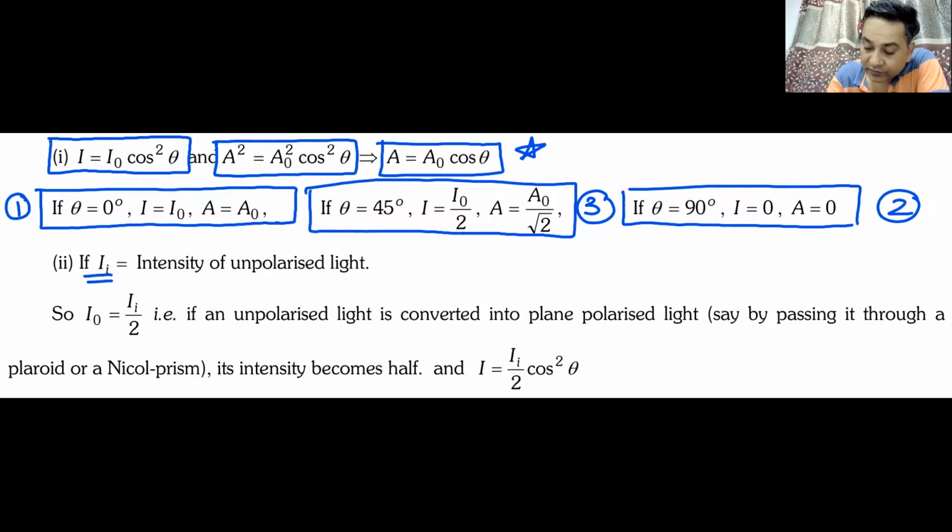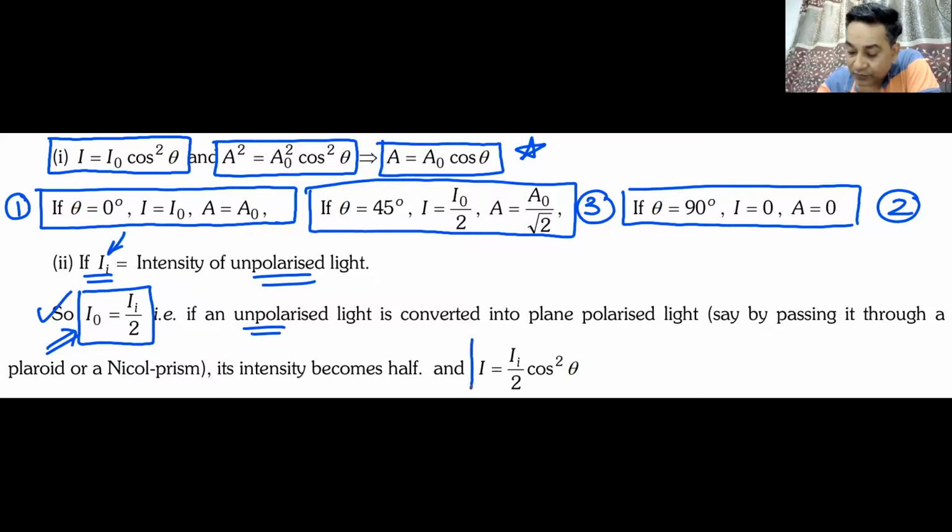Remember the relation between I naught and the original intensity is half. Capital I, or small i, is the intensity of the unpolarized light. Therefore, the intensity of the polarized light becomes I by 2. So the value of I naught is I by 2. Therefore, the actual formula in terms of original intensity looks like this. Do we understand this, or is this getting confusing?